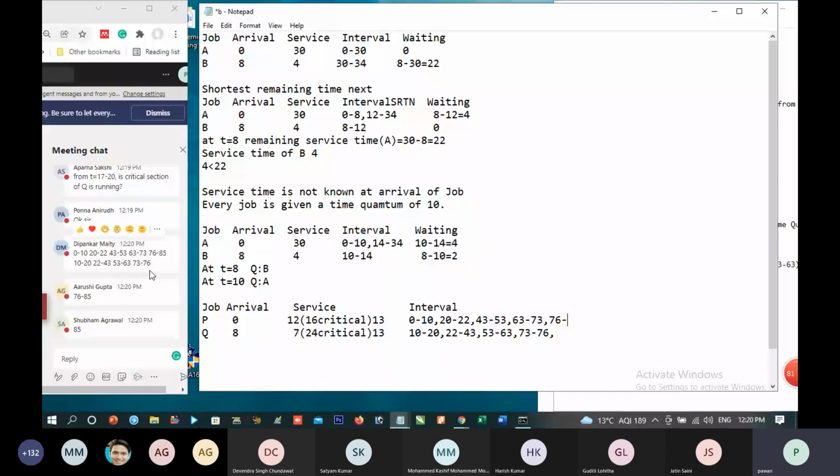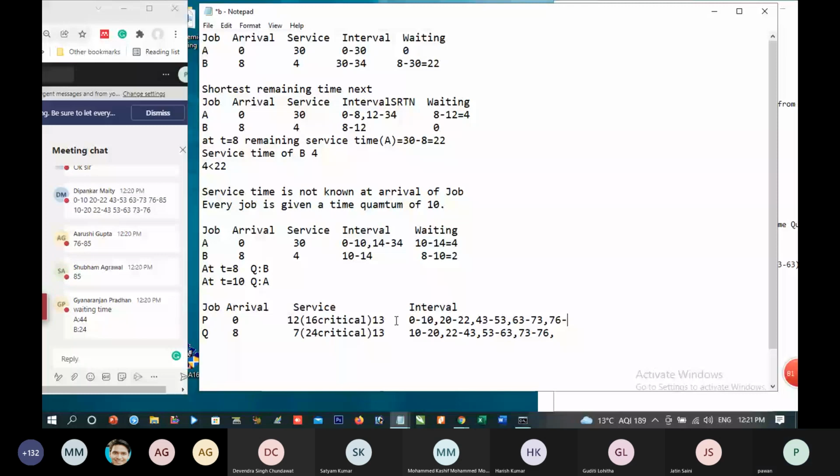Let us see how much time is remaining. Here critical section came. Then we need 16 unit time. 16 to 29 time we needed. So it is 85. Is it correct? Yes, we can find out how much is the waiting. How much is the waiting? Let us see.